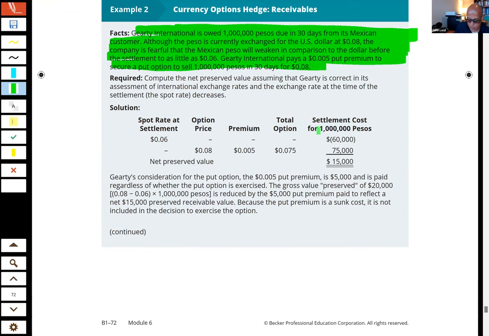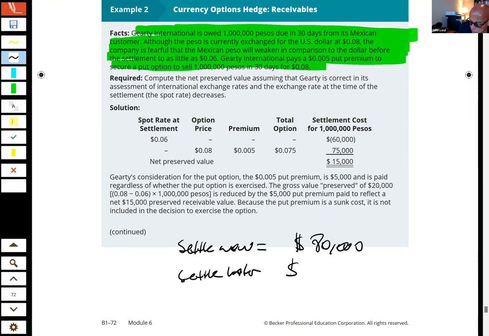So what happens? If we were to settle it now, we would get what? We would get $80,000, right? The million pesos times the 0.08 cents. If this bad thing happens, then what? If we settle later, we're only going to get something that's equivalent to what? 60,000. So we have the potential of what? A $20,000 exposure here.